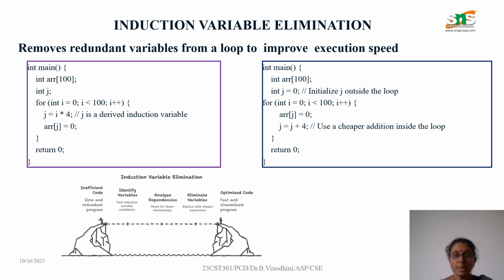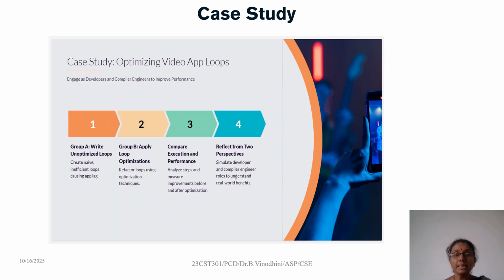In induction variable elimination, the main thing for the compiler is to identify which one is the induction variable. That induction variable is moved outside, and the compiler also identifies the costlier and cheaper statements. So we are using the cheaper code instead of the costlier code. So these are the four loop optimization techniques.